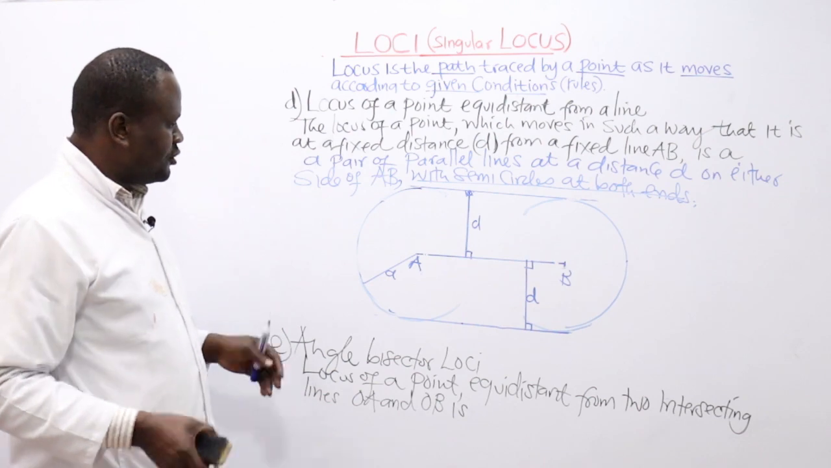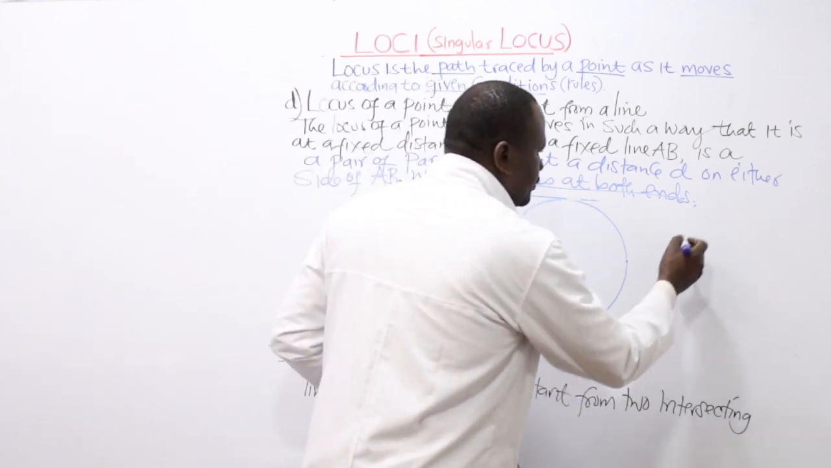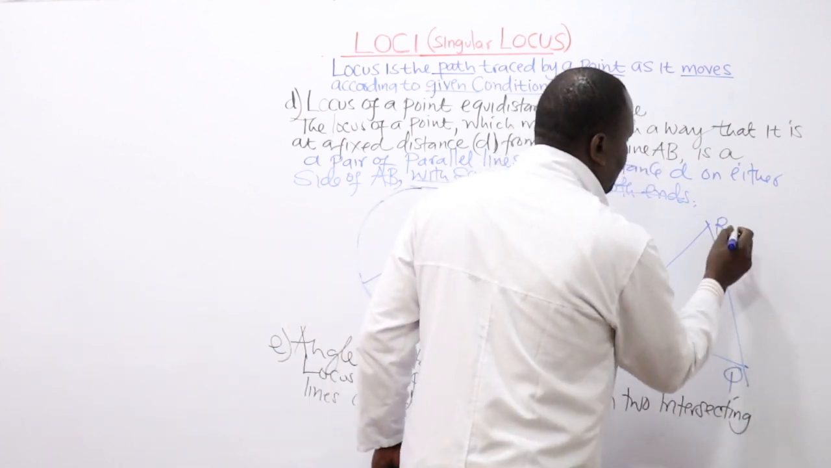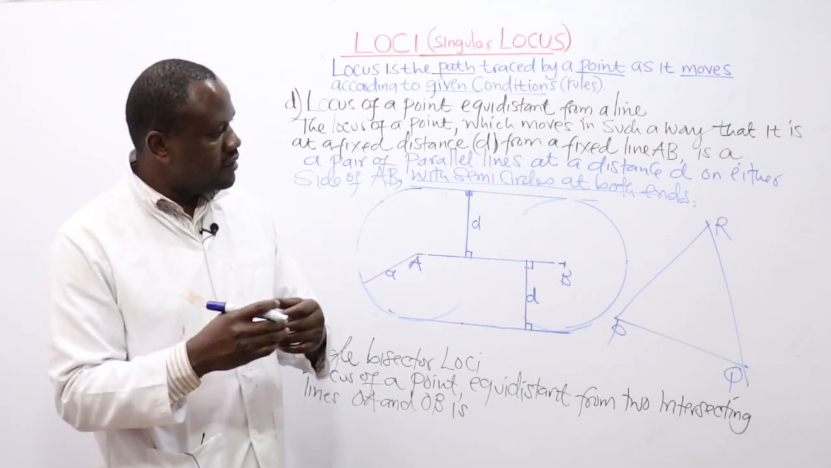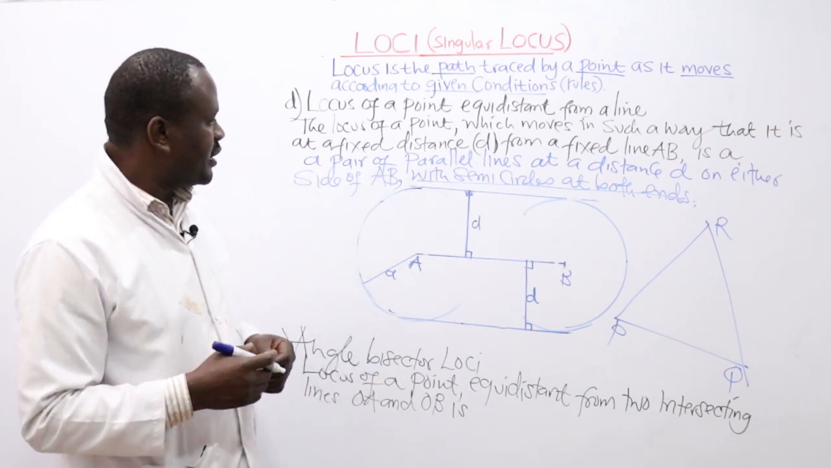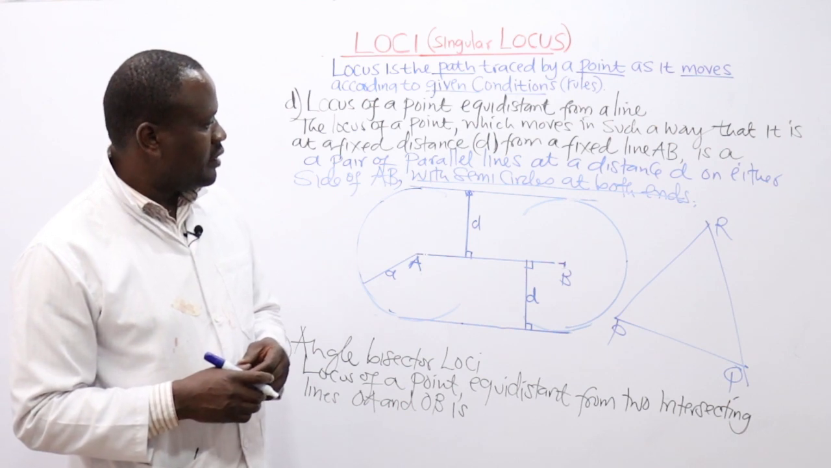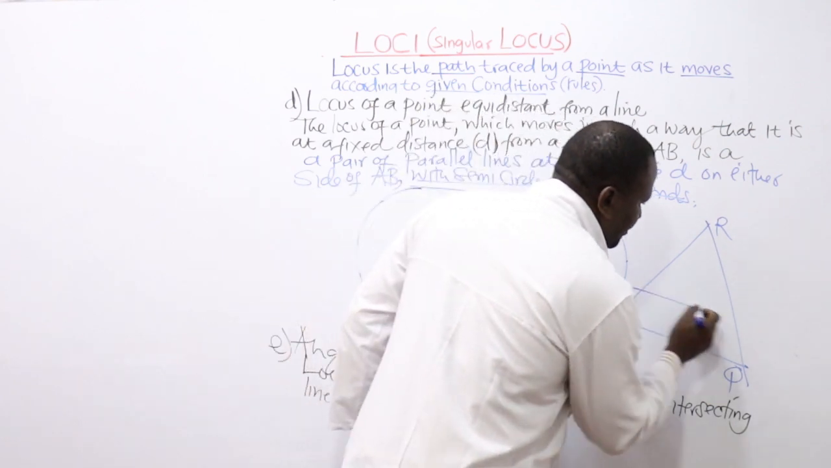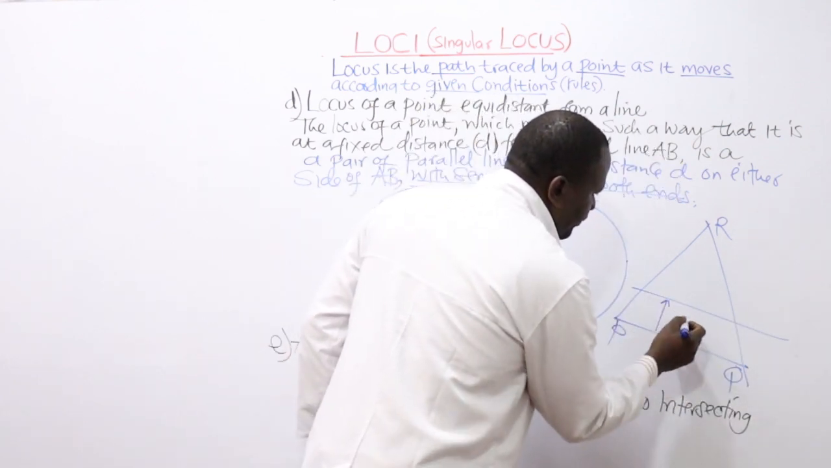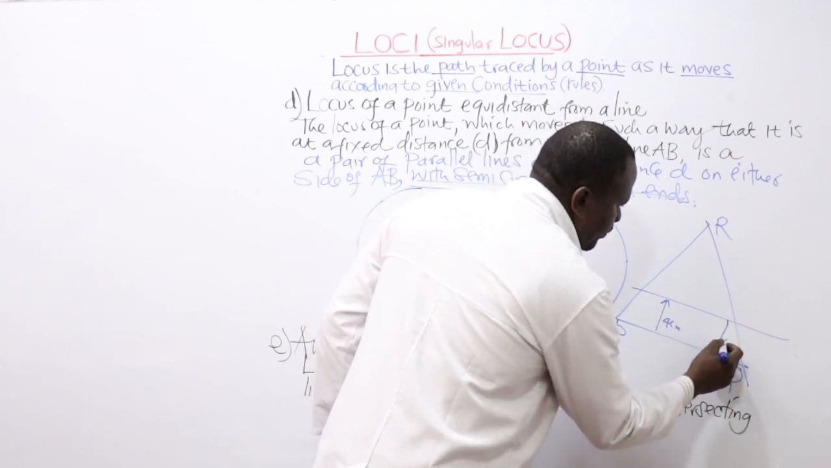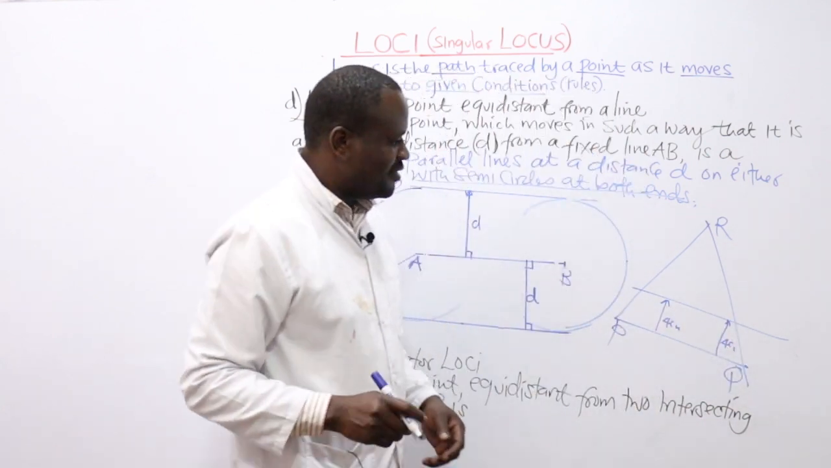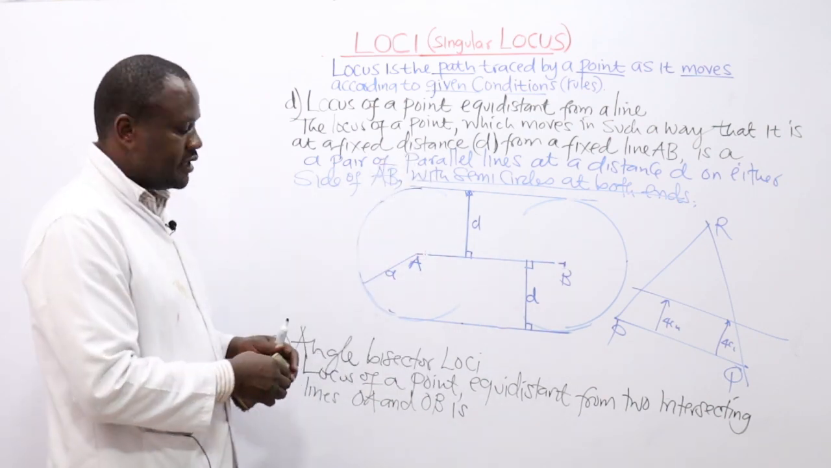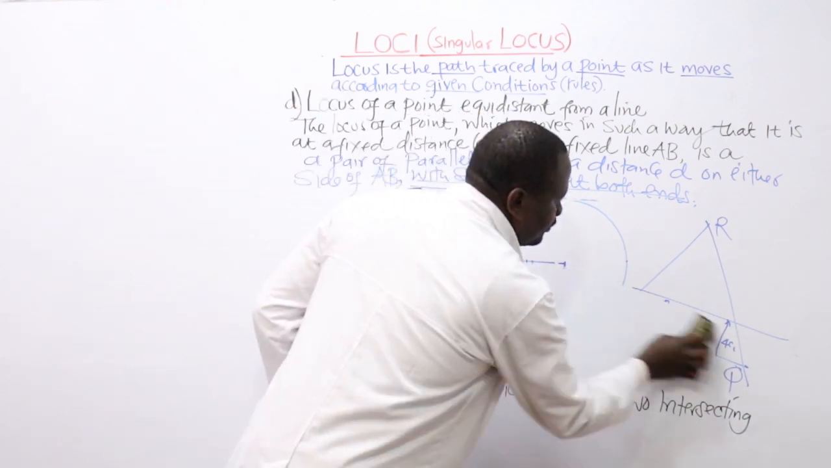So you might be told in a question, inside this triangle, there is a line, there is a point, find the locus of a point that moves such that it is always 3 centimeters away from line PQ. So you have to get 3 centimeters away, but inside the triangle. So it's not always on both sides. It depends on the nature of the question.